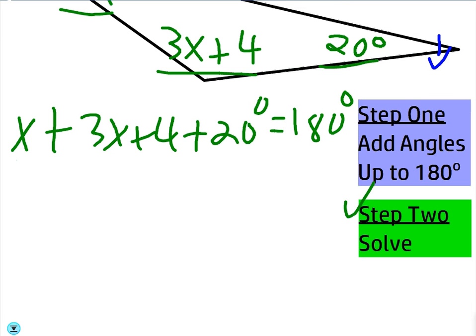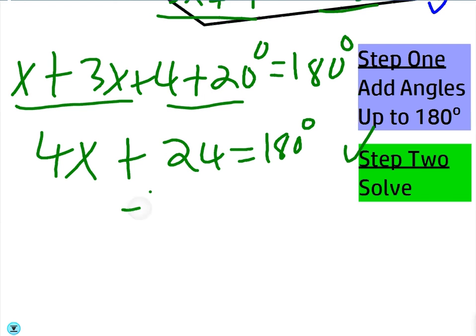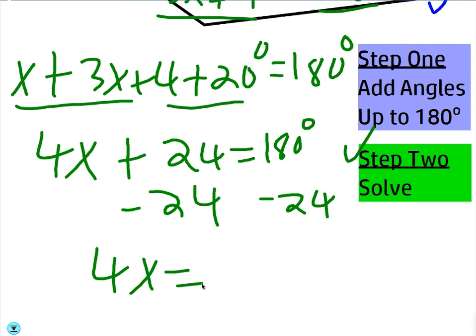Okay, then we're going to solve. X plus 3x is 4x. And then 4 plus 20 is 24. That's going to be equal to 180. Then we're going to subtract 24 from both sides. Whoops. 4x is equal to 156.